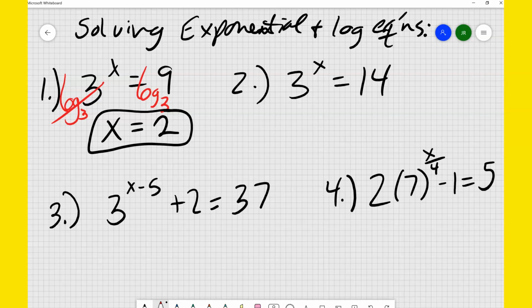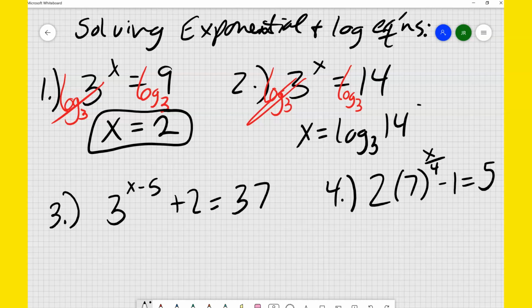To get rid of that exponential base 3, I'm going to do a log base 3. And if I do it to one side of the equation, I've got to do it to the other side of the equation, so that cancels that out. And that gives me x equals log base 3 of 14. Now in MyMathLab, I think they will want you to leave that as the answer and just type that in as the answer.